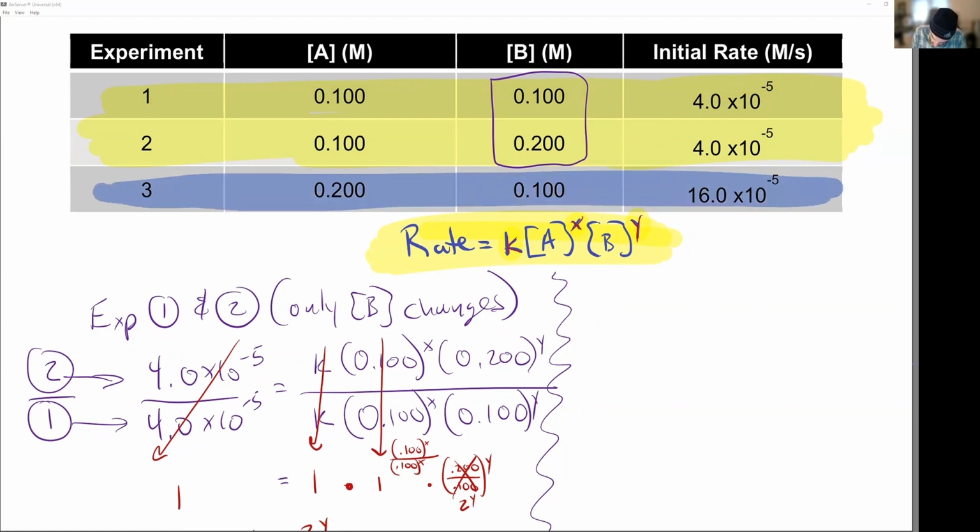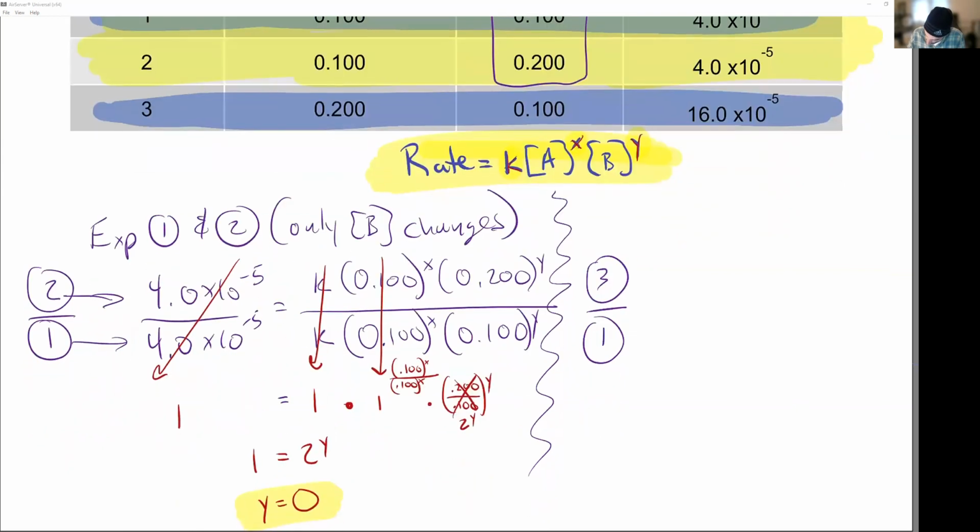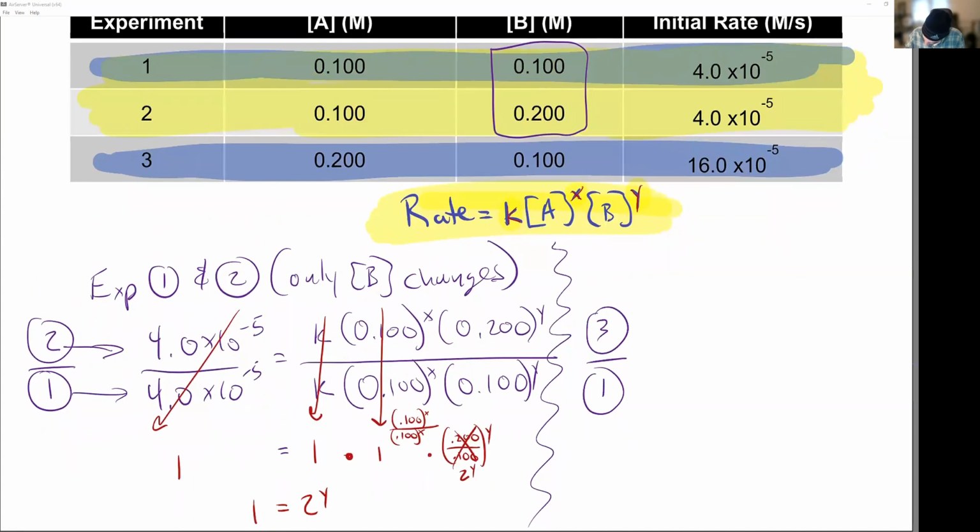So we're going to use reaction 3 with reaction 1 to do this calculation. This time I'm going to put 3 over 1, and we're going to run through the same exact setup. So reaction 3, 16.0 times 10 to the minus 5 is equal to K, concentration of A, which is 0.200 raised to the X, 0.100 raised to the Y, and for reaction 1, 1 times 10 to the minus 5, K over 0.100 raised to the X, 0.100 raised to the Y.